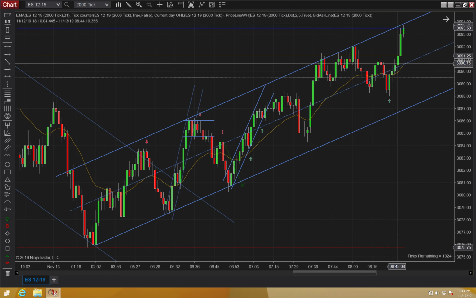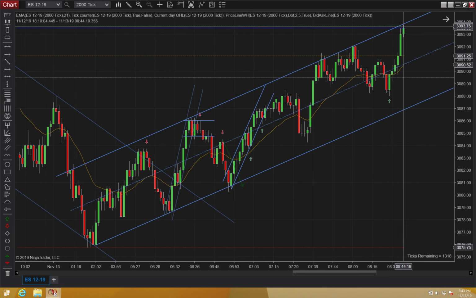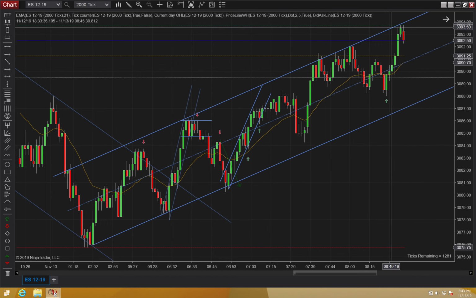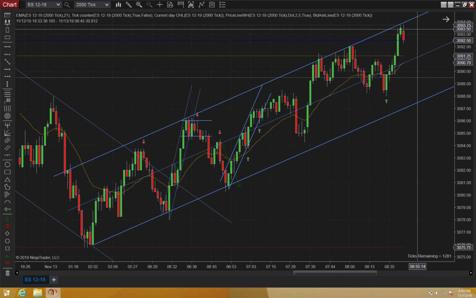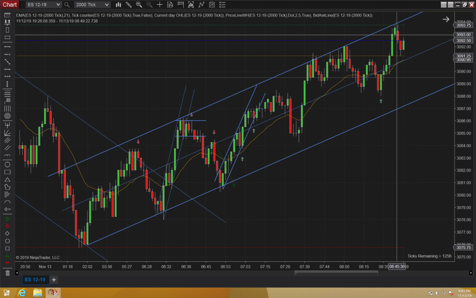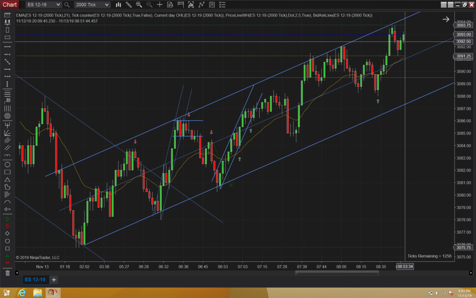Doesn't even pull back at all. Maybe just on this bar there's a pullback, but shoots on off. And another really good sign, see how we're bouncing off this trend channel line? Good sign. So off this low, that's just a first entry.